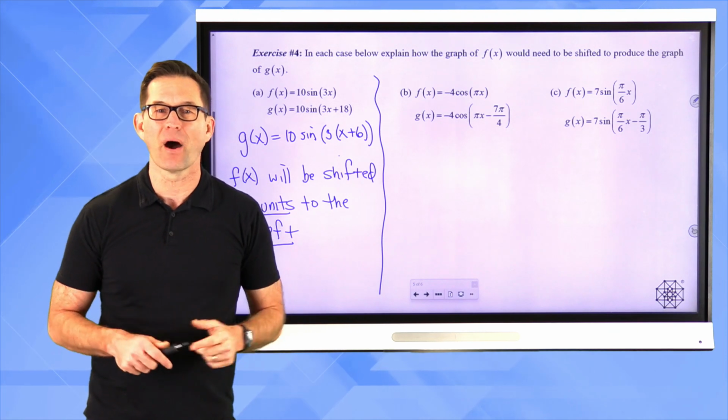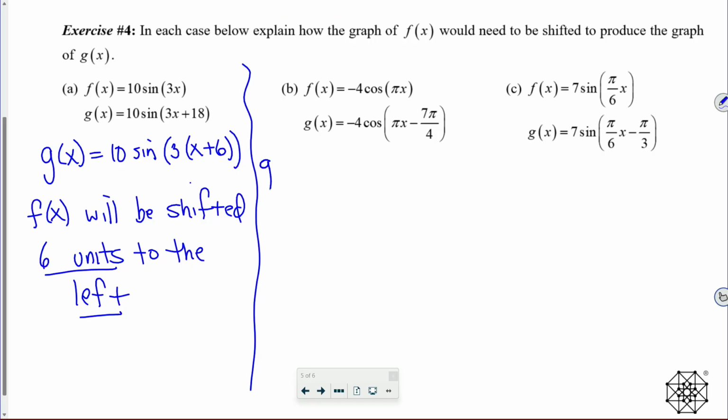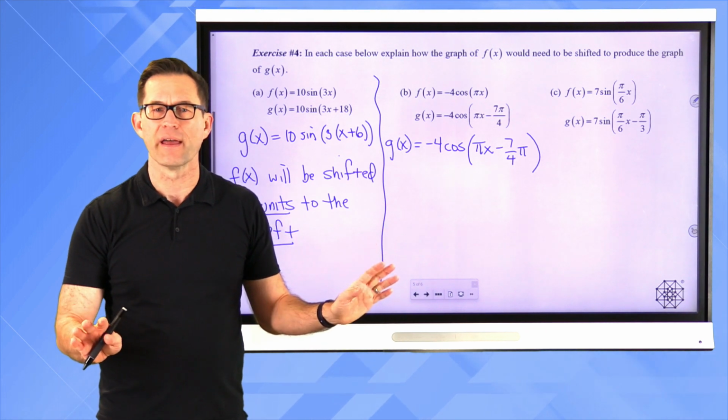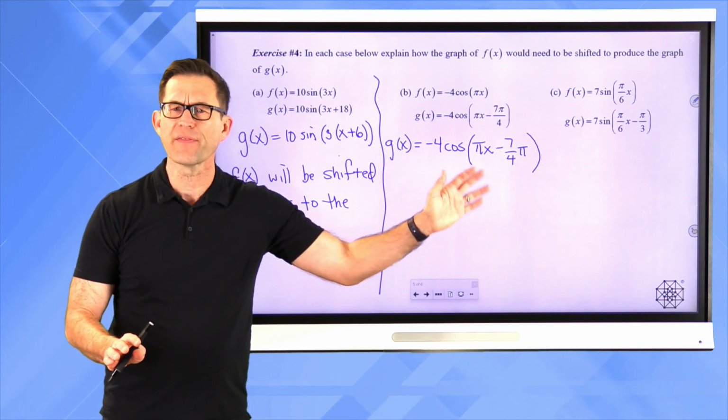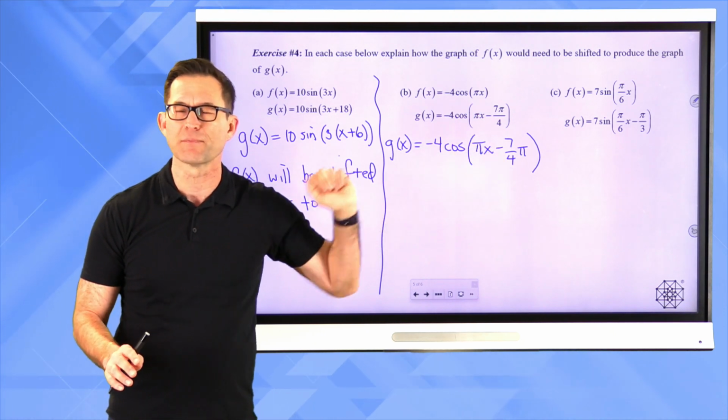I gotta factor that pi out. And that might be a little bit tricky, except keep in mind that fractions actually have a meaning, right? 7 pi over 4 is the same as 7/4 times pi. So the first thing I'd like you to do is just rewrite g of x like that. I haven't factored anything yet. Just rewrite it like that. 7 pi divided by 4 is the same as 7/4 times pi.